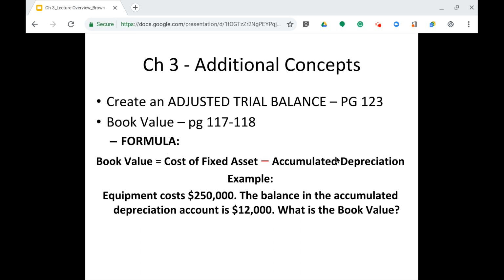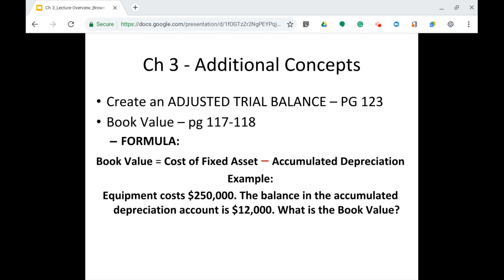This accumulated depreciation, we'll do a whole chapter on this. So make sure you get a good general understanding of it now so you're not totally confused there. Here's an example. We have some equipment that cost us $250,000. The balance in the accumulated depreciation account is $12,000. What is the book value?